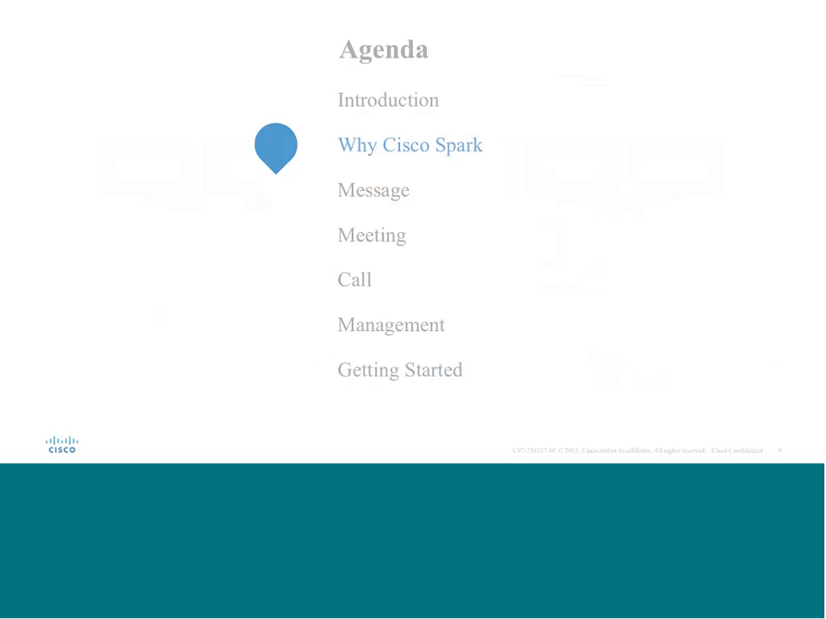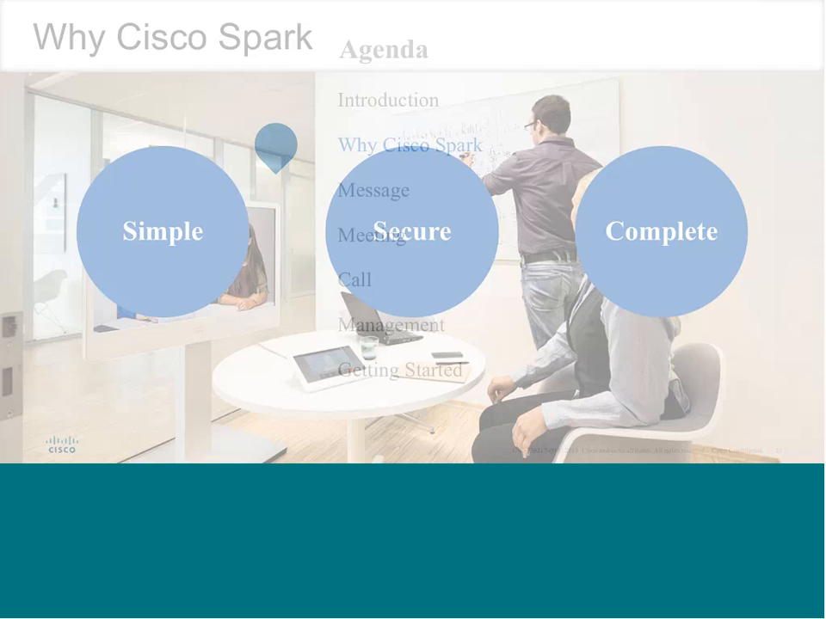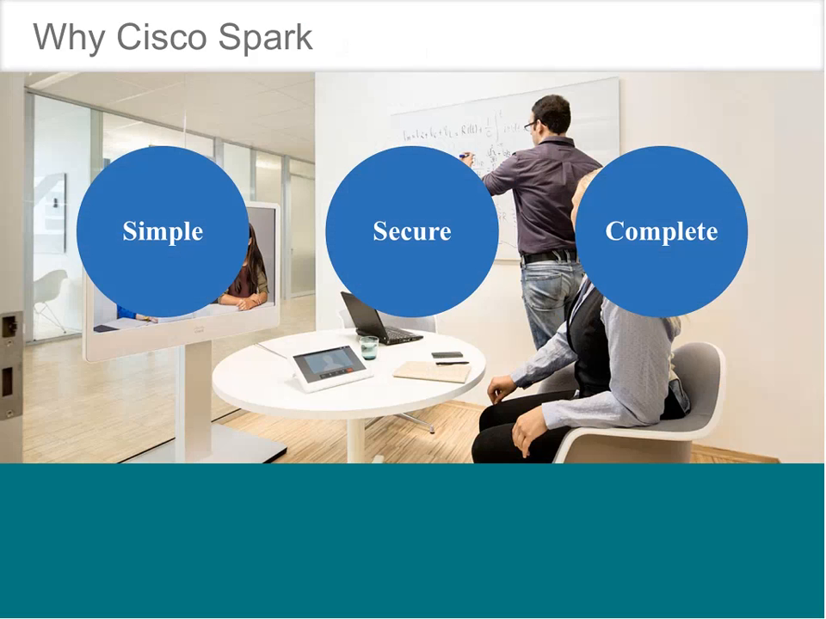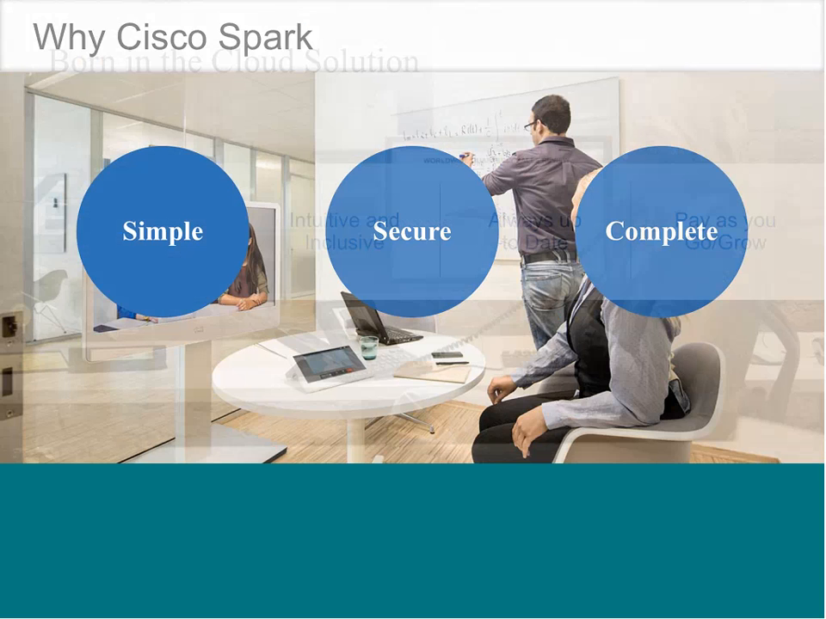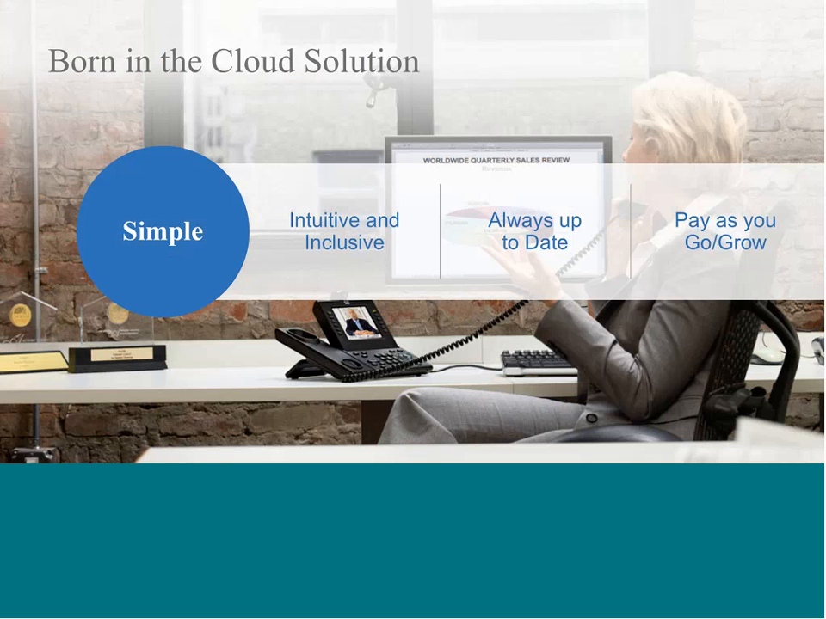So why Cisco Spark? The main thing about Cisco Spark is three big tenets here, and then we'll go into each a little bit more detail. One, it's simple, two, it's secure, and three, it's complete. So starting with simple, what makes it simple? Number one is it's intuitive and inclusive. Its user-focused design enables simple setup and administration, and integrated apps and endpoints enable simple user communications.